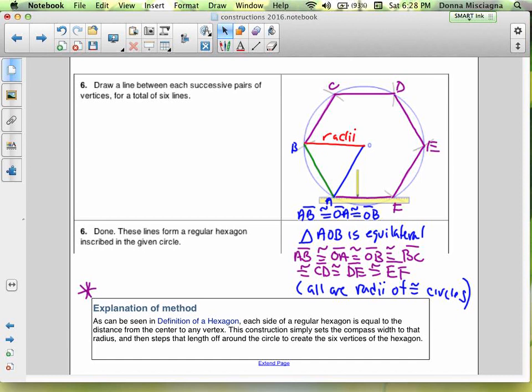I don't know why I put radii. Yes, those 2 lines are radii, but the red line is a radius because it's only one. So this is a radius, and this is a radius of the circle. So they have to be congruent.